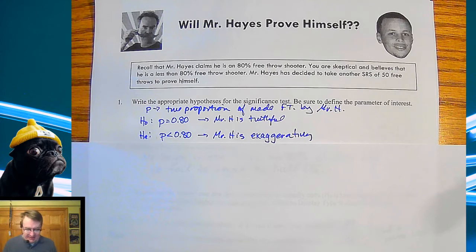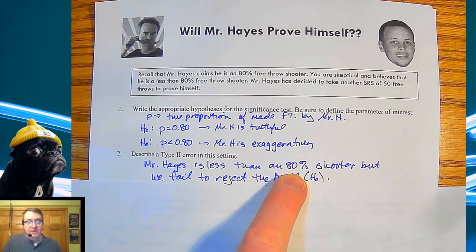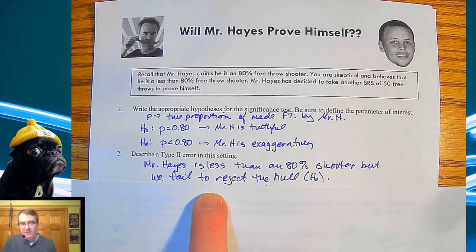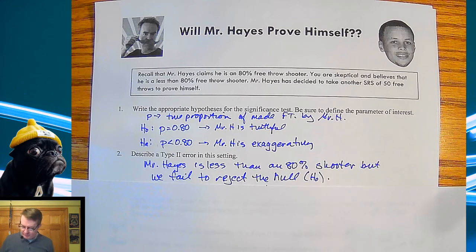Now the next thing they go through is describe the type 2 error. We did the box last time, talking about the type 2 error. If you remember correctly, the type 2 error means that the alternative hypothesis is true, but we don't have enough evidence to prove it. So this is saying that I am indeed a less than 80% free throw shooter, but we fail to reject the null hypothesis because we don't have enough evidence for it yet. Okay? So we're going to talk through that.